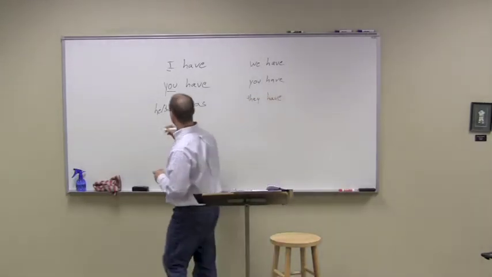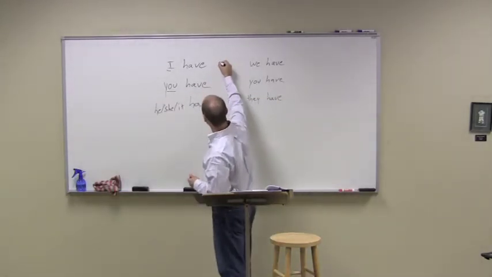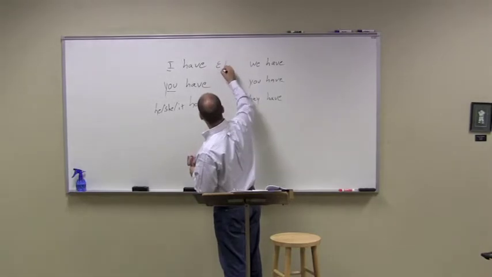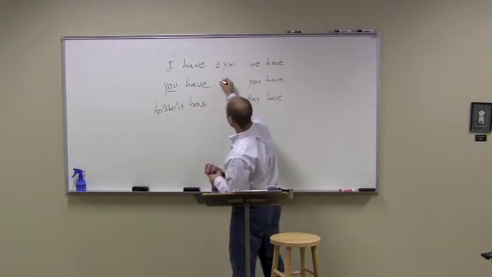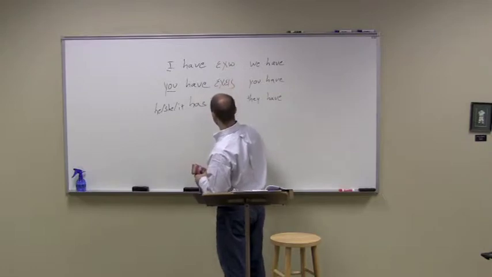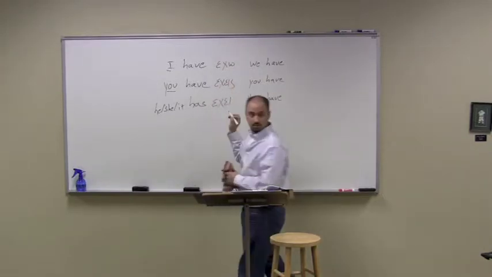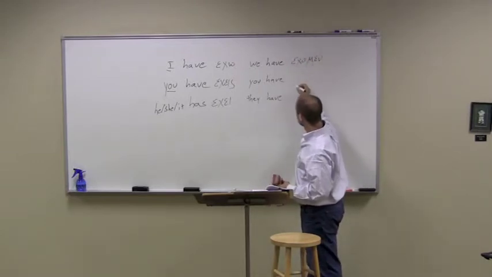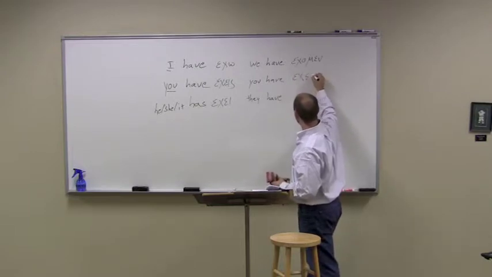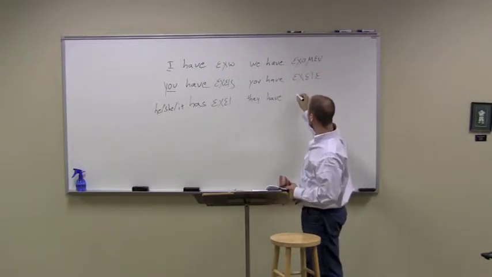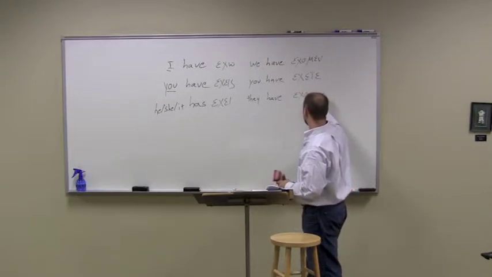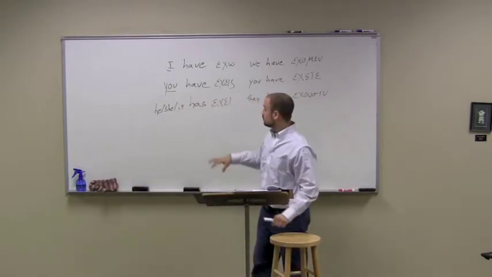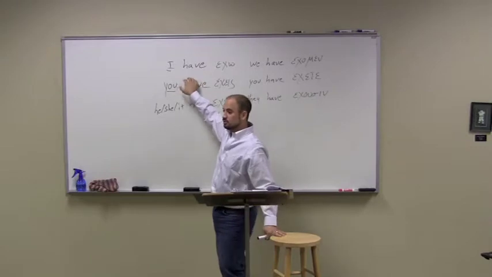In Greek, on the other hand, in order to say I have, this is without the accents, it's echo. You have is echeis. He, she, it is echei. We is echomen. You is echete. And they have is echousin. Now with one word, I have expressed everything that is expressed in 2 words here.